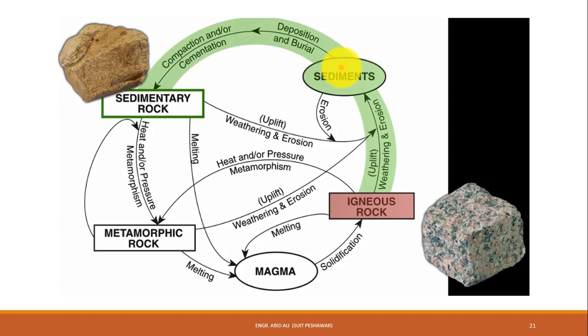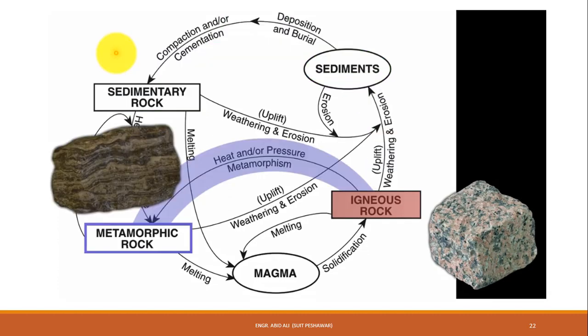Now these small sediments can be deposited and buried, and then compacted and cemented together to form a brand new rock called sedimentary rock, like this piece of sandstone. So simply by weathering and eroding the granite into sediments and then squeezing the sediments back together, you have converted your igneous rock into a sedimentary rock. But that's not the only thing that can happen to our igneous rock.